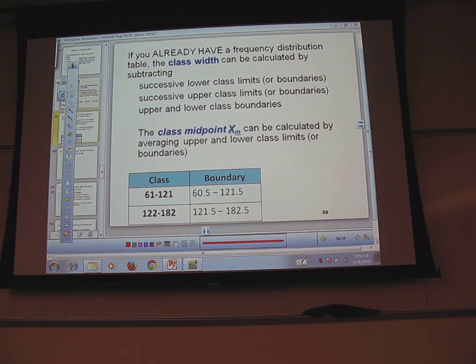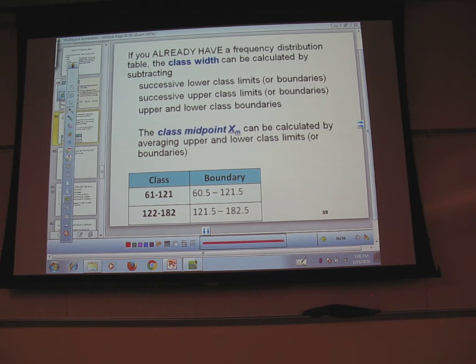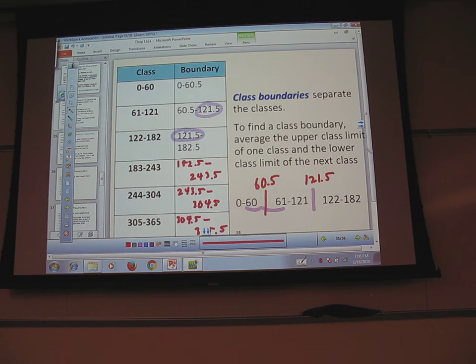Now, this is interesting. If you already have a frequency distribution, in other words, it's already been made for you, you didn't make it, I made it, you can find the class width by subtracting successive lower class limits or boundaries, or successive upper class limits or boundaries. Let me show you what I mean.